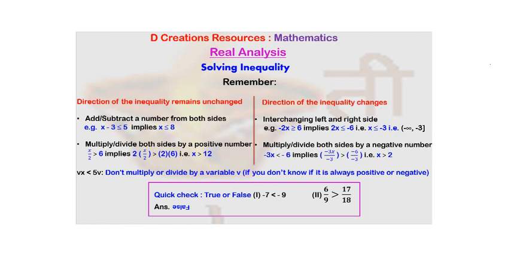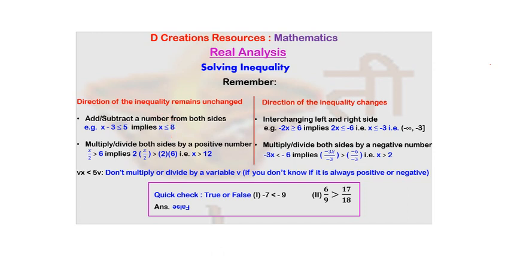See this inequality: x minus 3 is less than or equal to 5. Now if you add 3 to both the sides, x minus 3 plus 3 will give you just x, while 5 plus 3 will give you 8. And as you see, less than or equal to has remained unchanged.